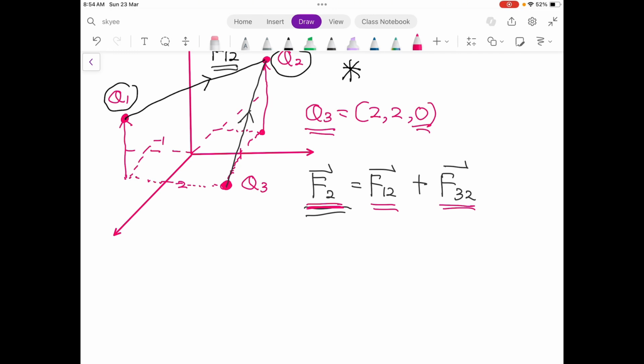And this F32 represents that this Q3 is giving force to the Q2, just like what I showed in the diagram. So this is your F32. Okay, clear? So we use this concept to find out the force acting on Q2. That is the superposition.